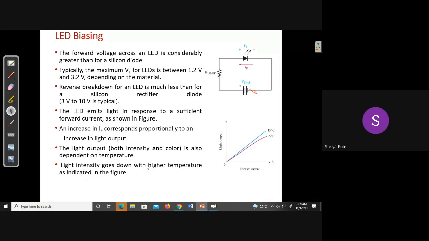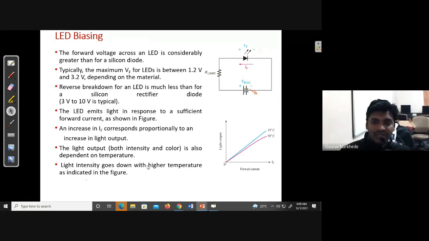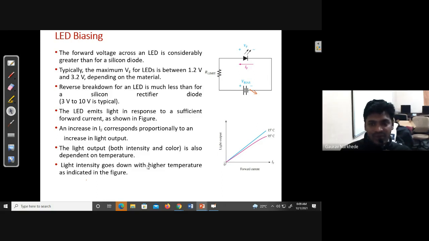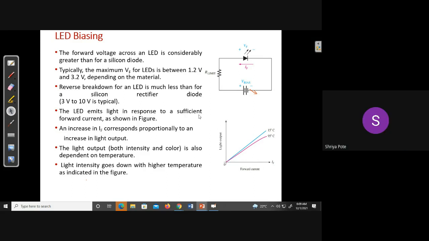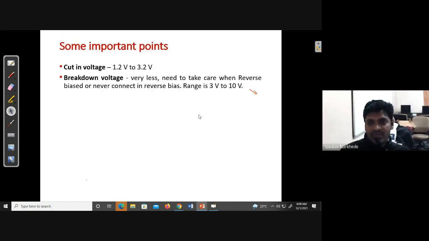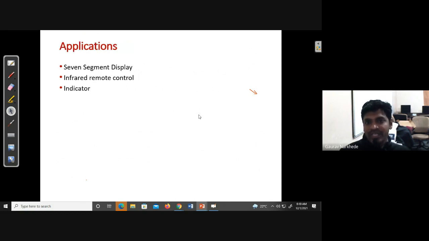Will we use LED in forward or reverse bias? Always forward. LED is always used in forward bias, and as the forward current increases, the light output will also increase. It also depends on the temperature. So go through this once. I told you in the last to last lecture to have a look at the LED once.